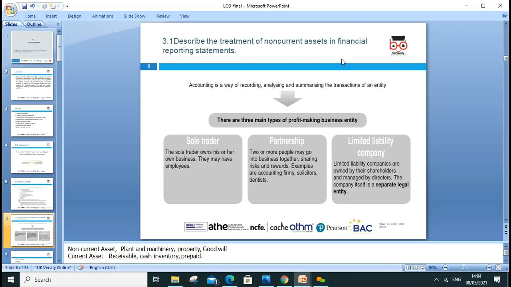So first, describe the treatment of non-current assets in the financial reporting statements, which we call financial statements. Accounting is the way we record in the log and summarize the transactions. So sole trader, partnership, limited companies, we know the difference between them. 1%, 2 to 20, and a limited company can be private limited or public limited, and it's a separate legal entity. So we keep the non-current asset register.